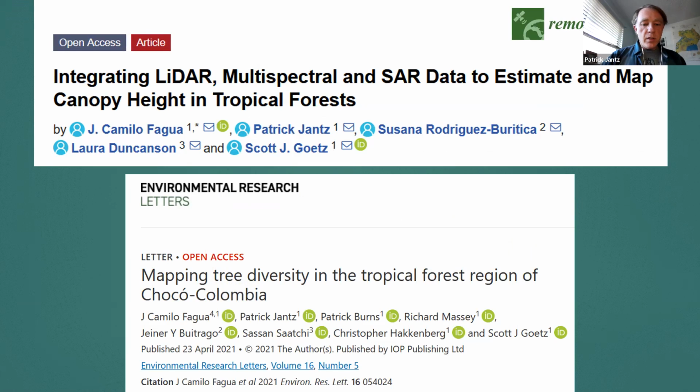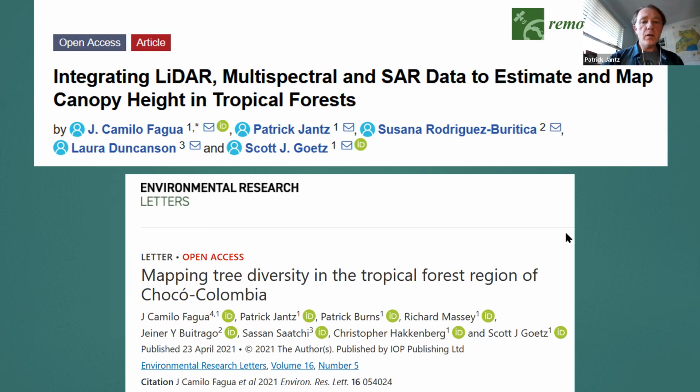And our partners are in Colombia, and we got lucky. There was one set of Lidar acquisitions in the northwest of the country that were co-located with forest inventory plots. So we were able to link up Lidar measurements with multi-spectral remote sensing measurements to basically be able to map forest structure across the entire Choco ecoregion.